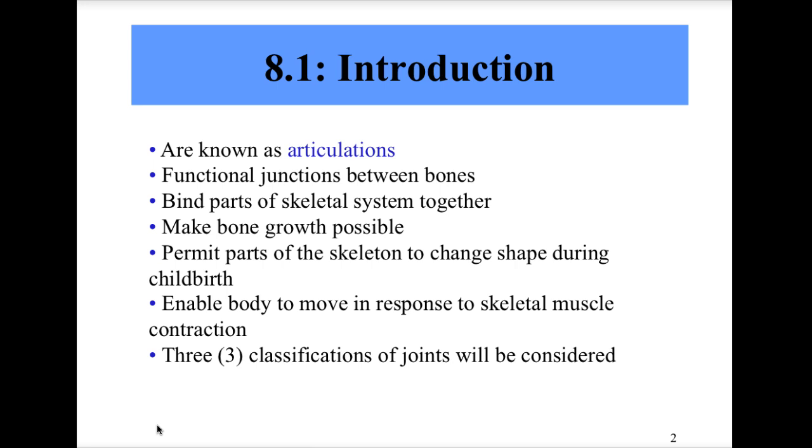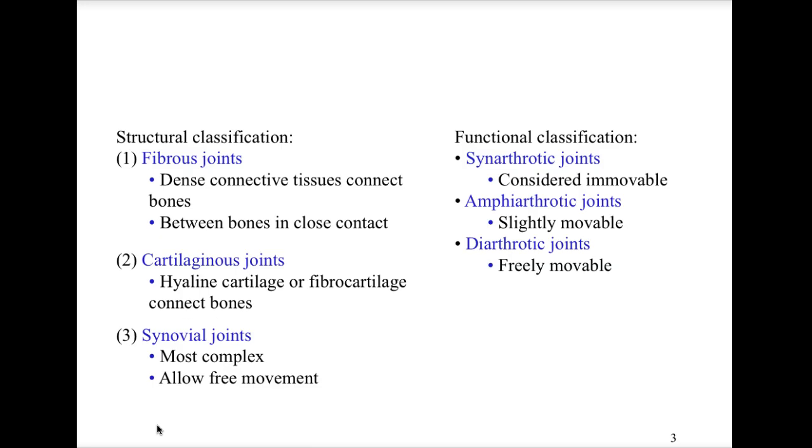Due to joints, you are enabling the body to move in response to skeletal muscle contraction, and we'll look at skeletal muscle contraction in chapter 9 when we do the muscular system. There are 3 classifications of joints, and we will consider those types. When you look at functional classification, you're looking at how those joints move, and then there is structural classification, and that is what those joints are made of structurally.